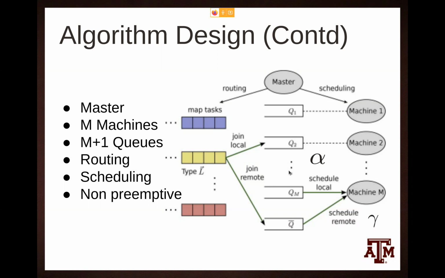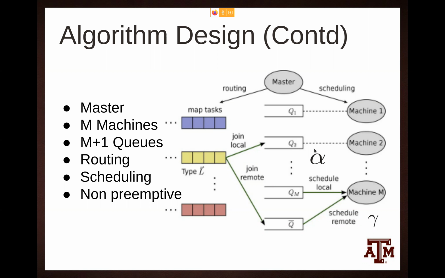We need to remember that the tasks are non-preemptive. That means if a machine starts working on a task, it will complete it, regardless of the priority of a newly arrived task. The existing task cannot be removed.